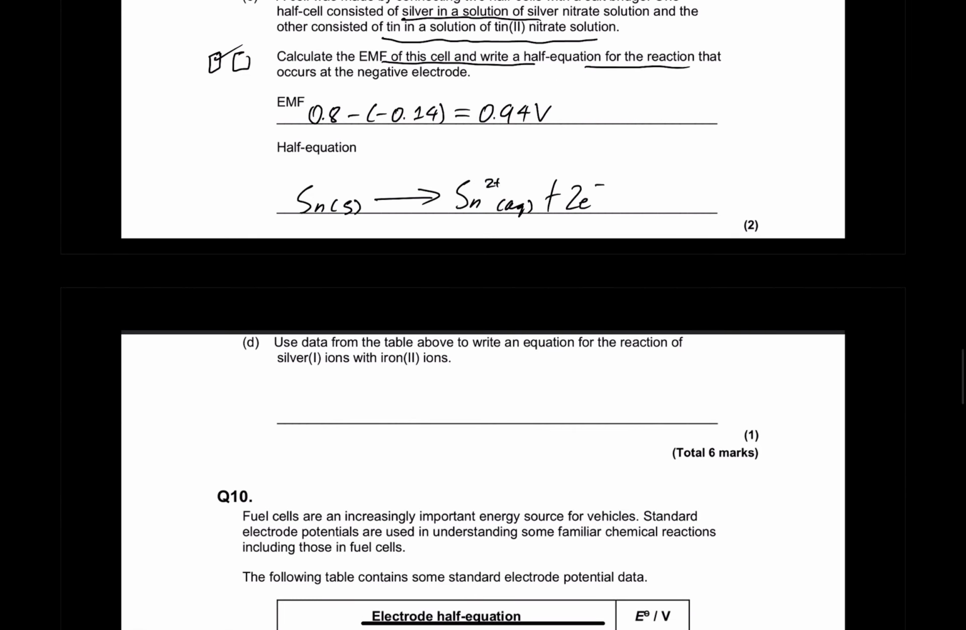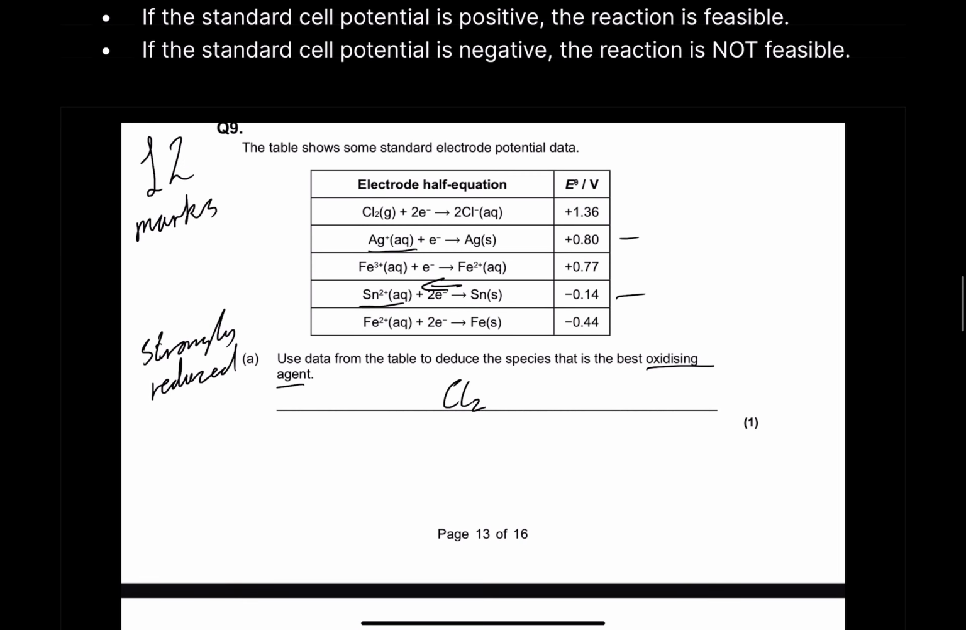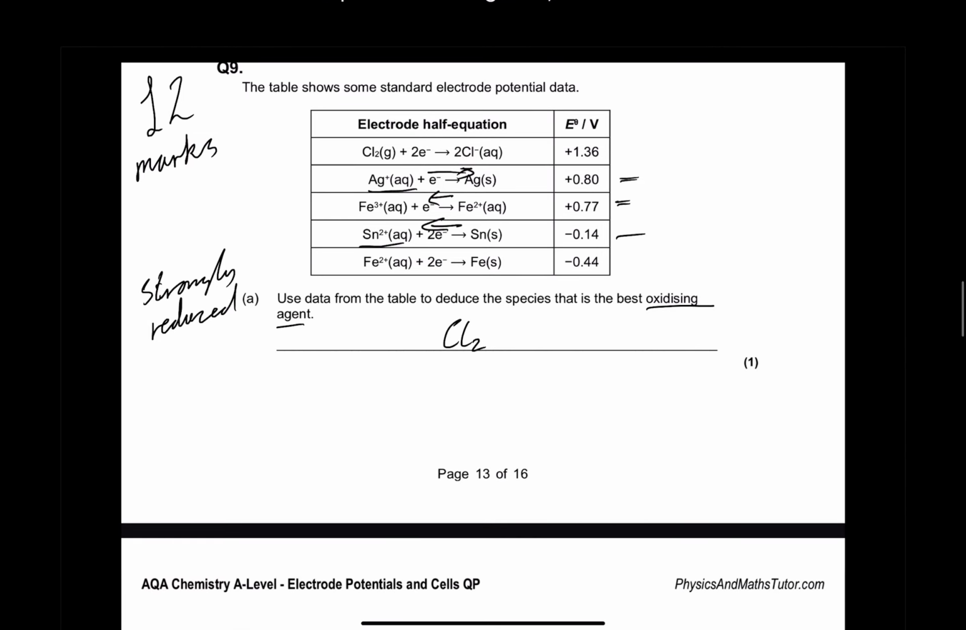Use data from the table above to write the equation for the reaction of silver 1 ions with iron 2 plus ions. So silver 1 ions and iron 2 plus. Yeah, it makes sense. It's going to be between this and this, this and this. So that's more likely to go in this direction. This is more likely to go in this direction.